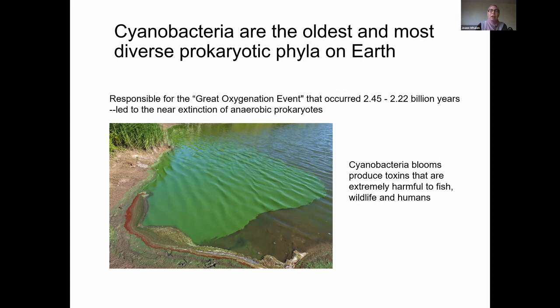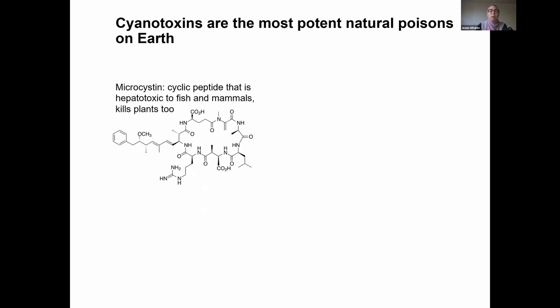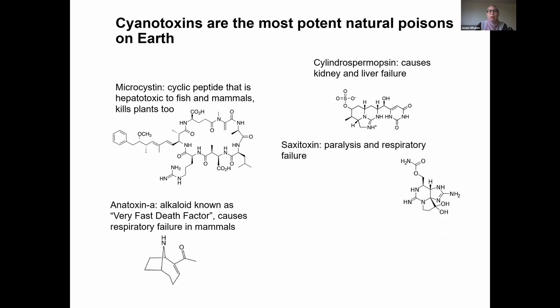They're very, very often limited by phosphorus, but nitrogen also contributes to their growth and to their ability to produce toxins. And let me just give you some examples of these natural toxins that are very dangerous to humans, such as microcystins, a cyclic peptide that's hepatotoxic to fish and mammals. It kills plants too. It bioaccumulates in plants. There's endotoxin A that causes respiratory failure in mammals. Cylindrospermopsin, which is hepatotoxic and also damages the kidneys. Saxitoxin, which causes paralysis and respiratory failure.